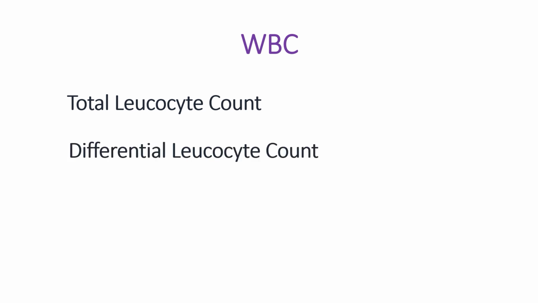So now, talking about WBC again. I told you there are two things to remember in the WBC: one is total leukocyte count and one is differential leukocyte count. Now can you tell me what we call it if the total count is increased? I told you before that the normal total count is 4,000 to 11,000. So what do we call it if the total leukocyte count is greater than 11,000? It is called leukocytosis.